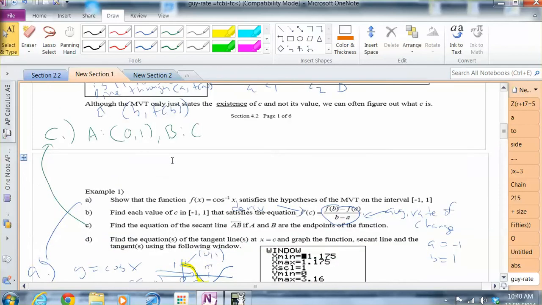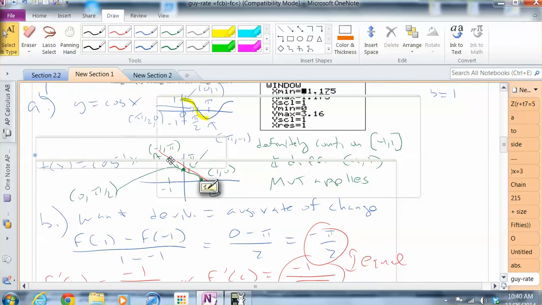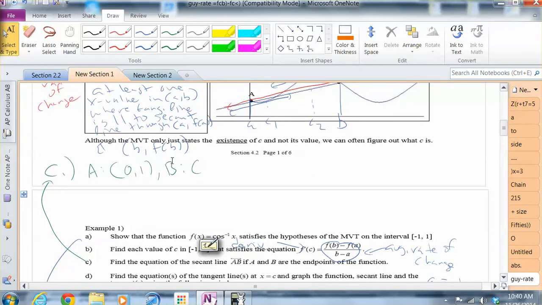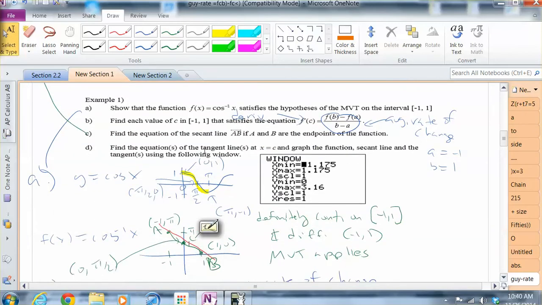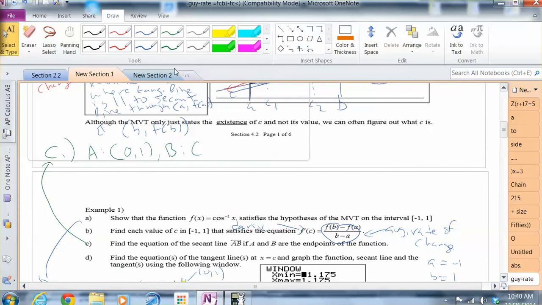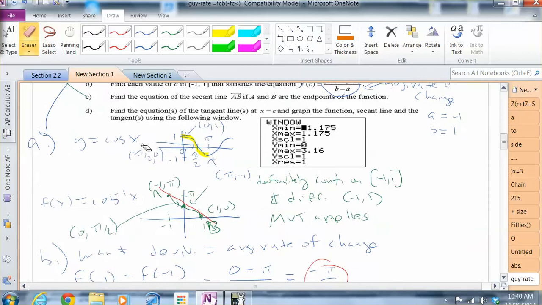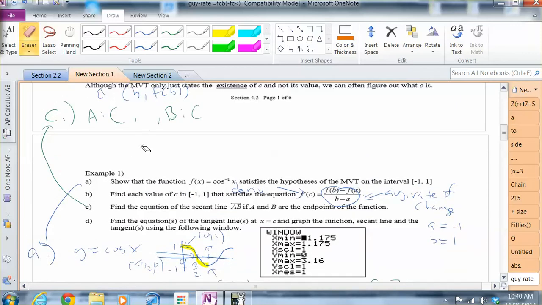Well, the slope we already know, because we did that in part B when we did the average rate of change. So again, our point B is 1, 0. Oh, hold on a sec. I totally messed this up. All right, let me erase this. Point A is supposed to be negative 1, pi. There we go.